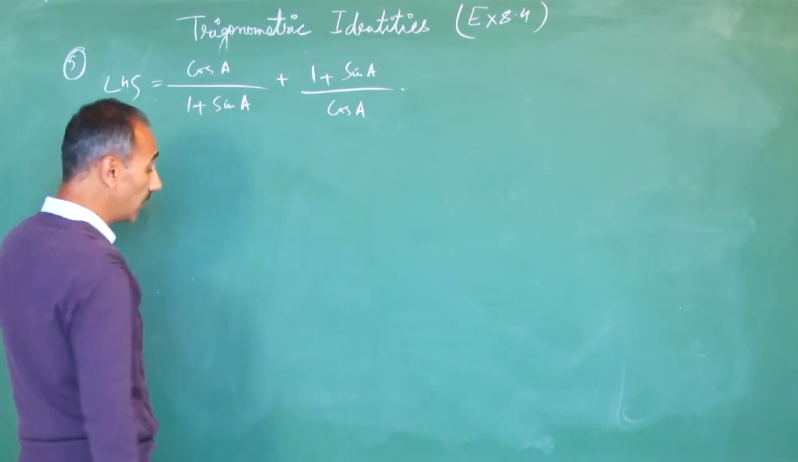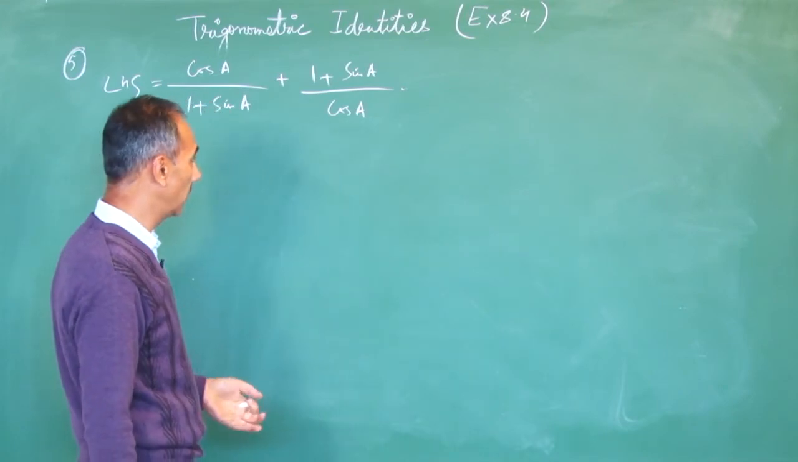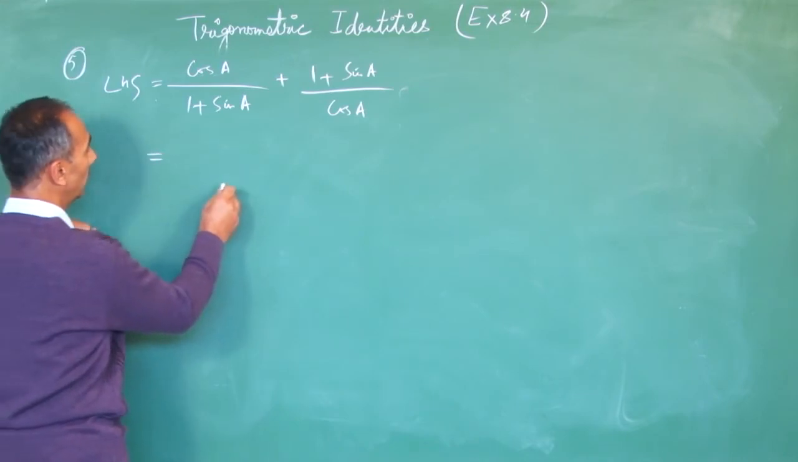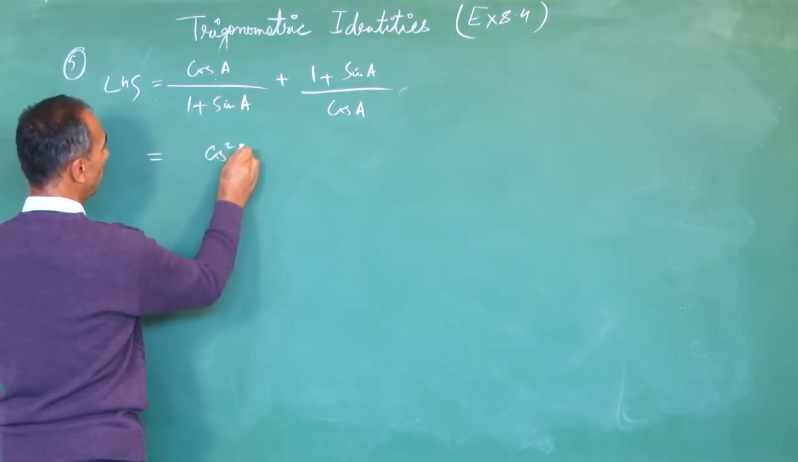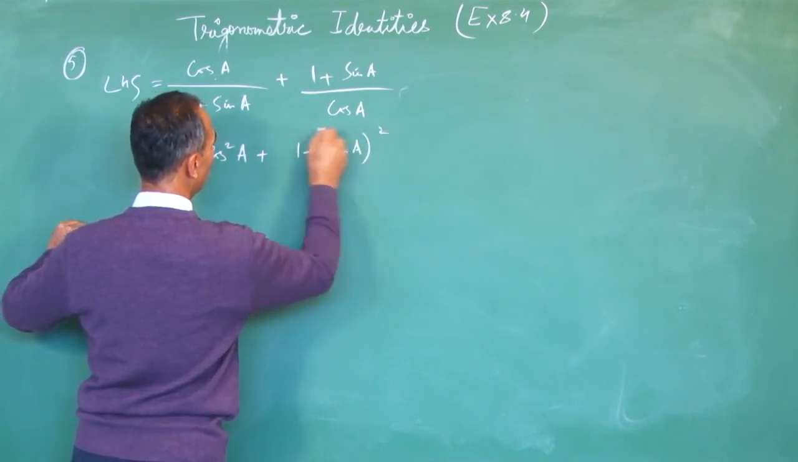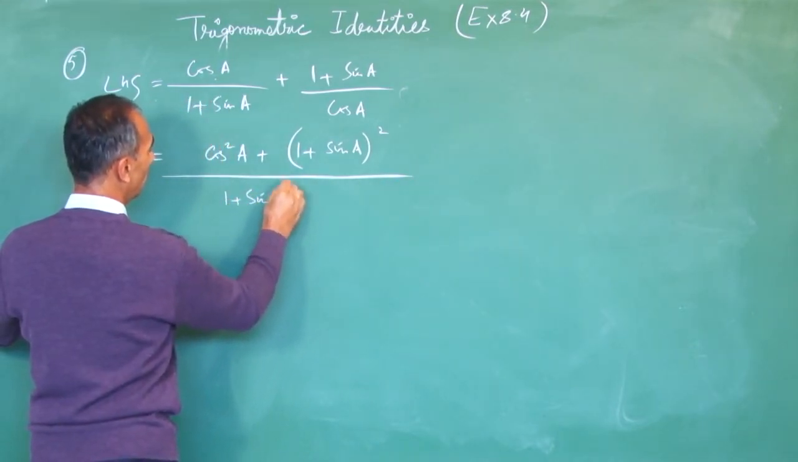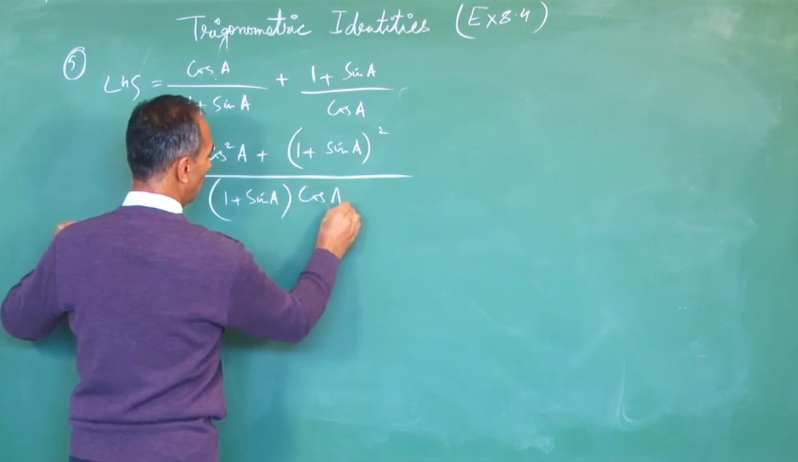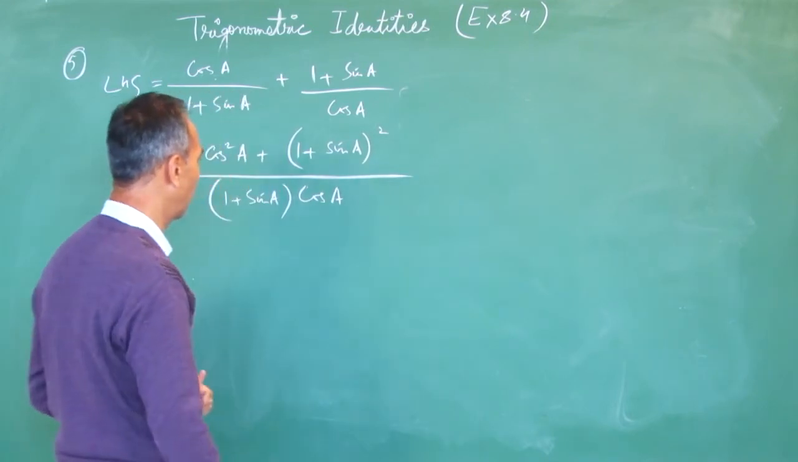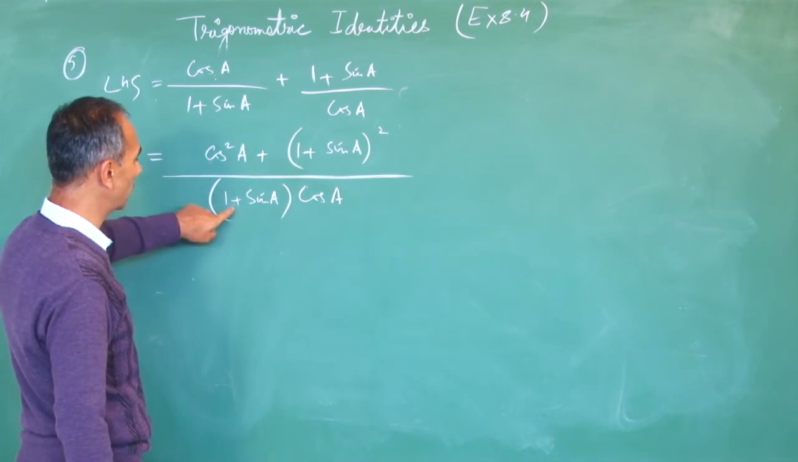Now, this is already in terms of the basic t ratios, so we can't express it further. They are already in the basic format. So we'll do the LCM. You will get cos square A plus 1 plus sin A into sin A, that is 1 plus sin A whole square, whole upon 1 plus sin A into cos of A. So I took the LCM. The LCM was 1 plus sin A into cos of A. So working on that, I got cos square here, 1 plus sin A whole square, over 1 plus sin into cos.